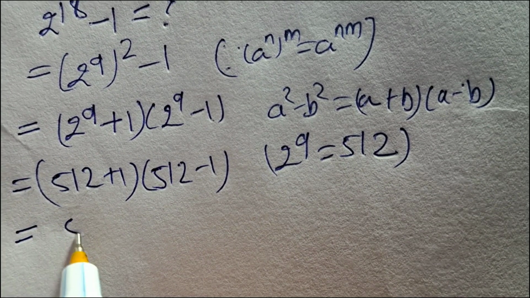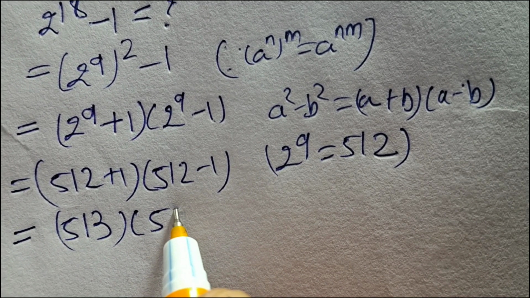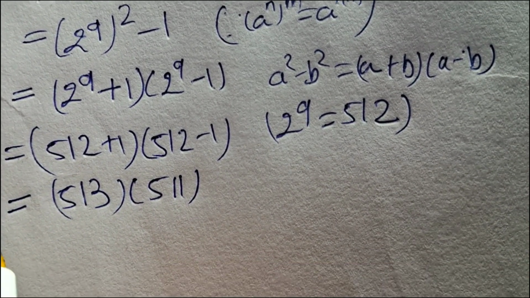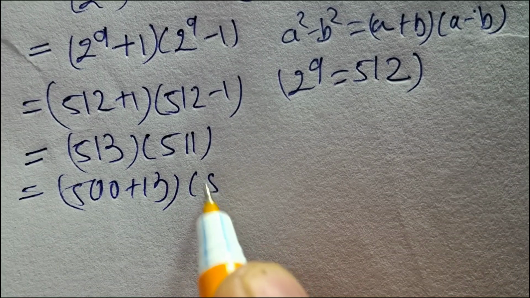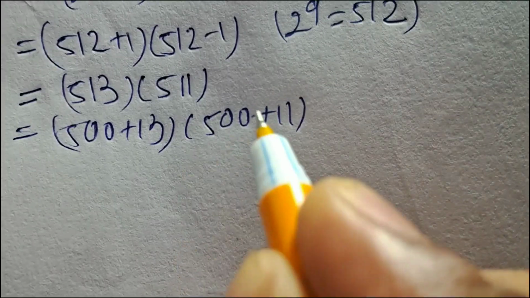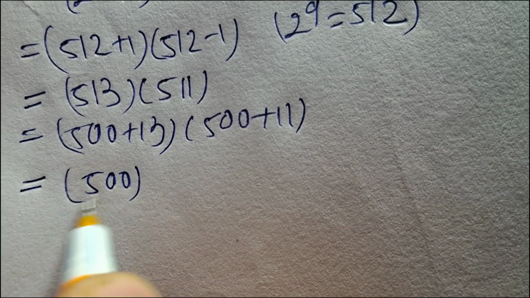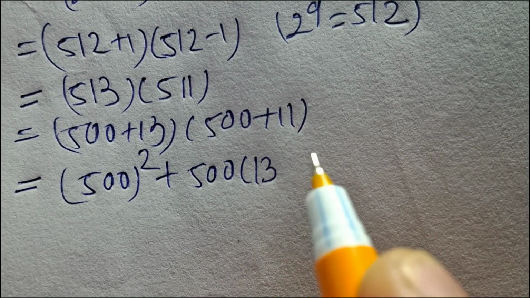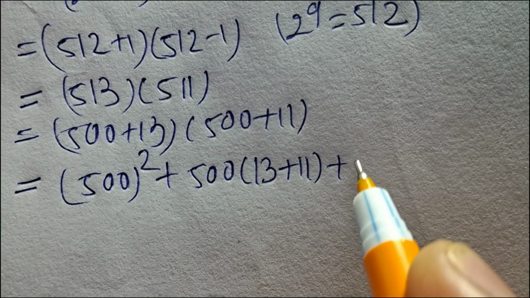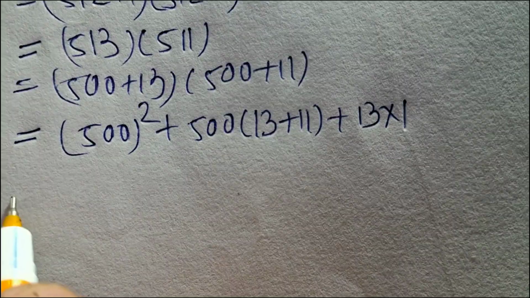which is equal to 513 into 511. Now we write 500 plus 13 whole into 500 plus 11. Now we write 500 square plus 500 into 13 plus 11 plus 13 into 11. 13 plus 11 is equal to 24.